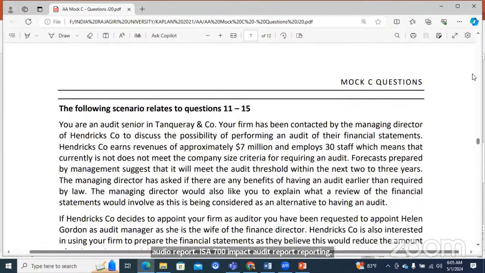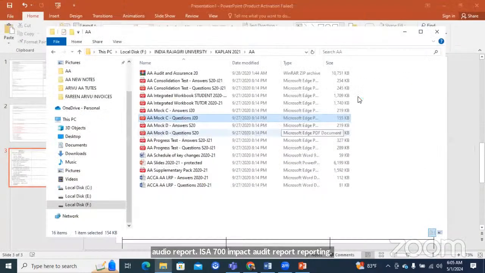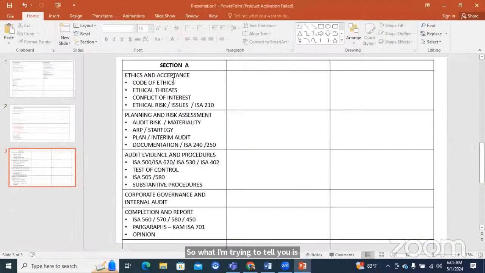So what I'm trying to tell you, students, is that this combination is only possible in section A. When you are preparing for the exam, you should know these combinations and prepare yourself along with these combinations. That is very much important. You got my point?